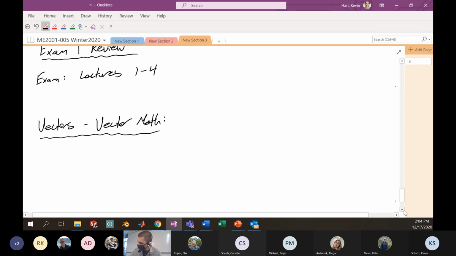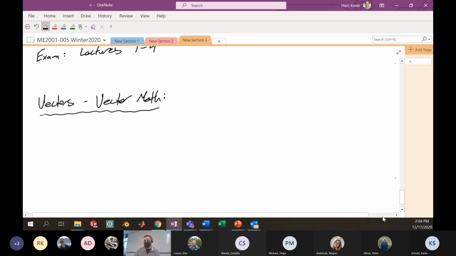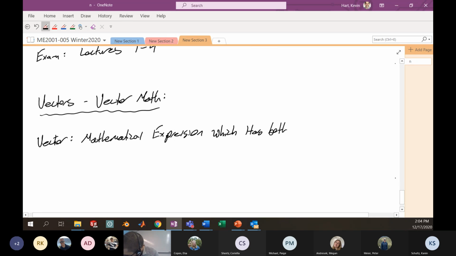At the very onset of this class, I introduced it by saying that we're going to talk about force vectors and how forces act on objects that are not moving. That's why this class is called statics. From the very get-go, we defined what a vector was. A vector is a mathematical expression that has both magnitude and direction.